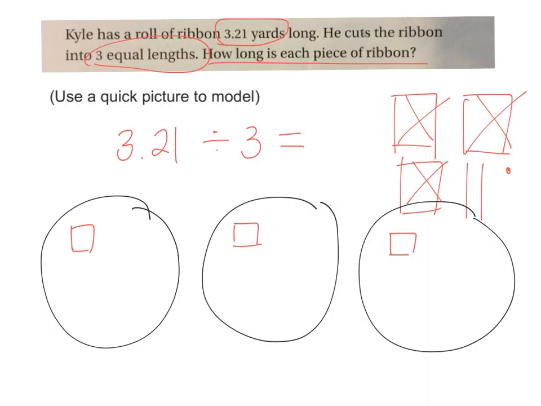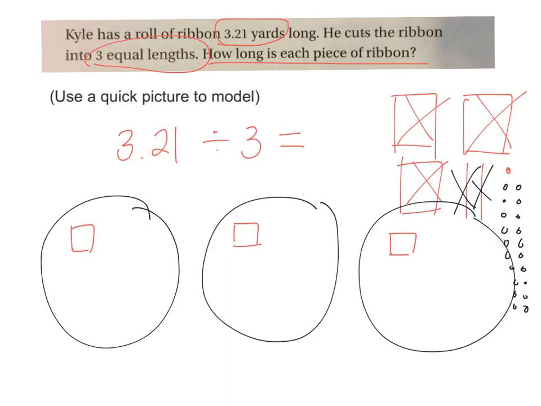Now, let's talk about the tenths next. Do I have enough tenths to put 1 in each group? No. Which means I need to do what? So I'm going to have to take both of my tenths and cross them out. And my 2 tenths becomes how many hundredths? 20. So I can draw 20 of these. 1, 2, 3, 4, 5, 6, 7, 8, 9, 10, 11, 12, 13, 14, 15, 16, 17, 18, 19, 20.